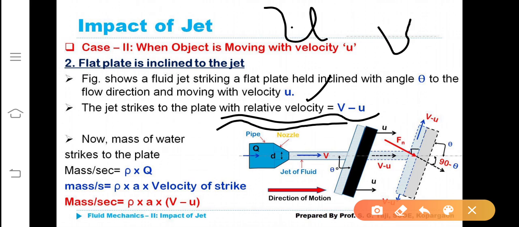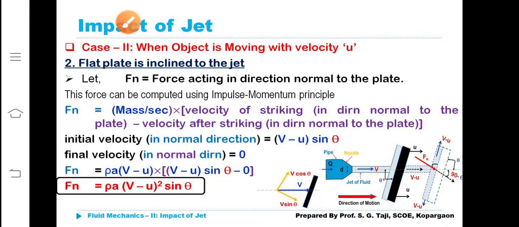Now the mass of water striking the plate, that is mass per second, is equal to rho Q, that is nothing but rho A V, where V is the velocity of strike by the jet on the plate. Mass per second is equal to rho A multiplied by V minus u. Here, as the striking velocity of the jet onto the plate, we should take the relative velocity, that is V minus u. In earlier cases, we have taken just V as the striking velocity. Here we have to take the relative velocity V minus u. Is it clear? Fine.